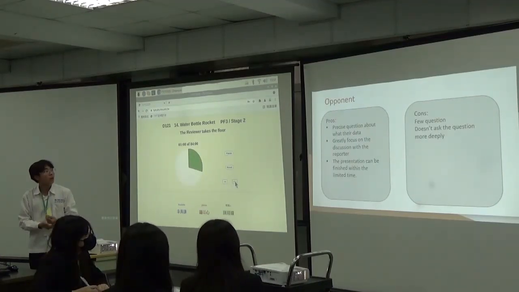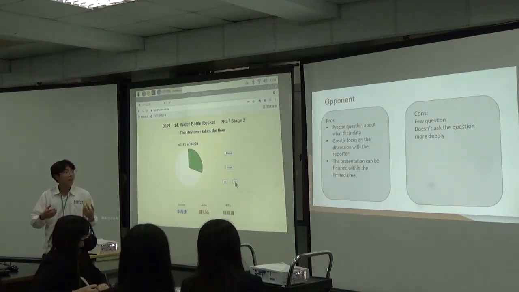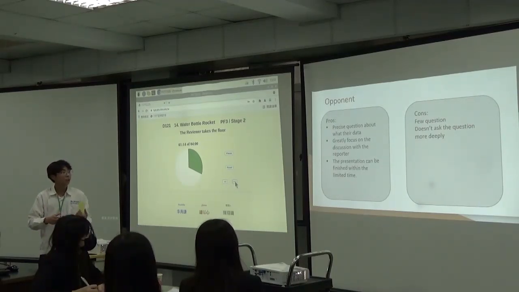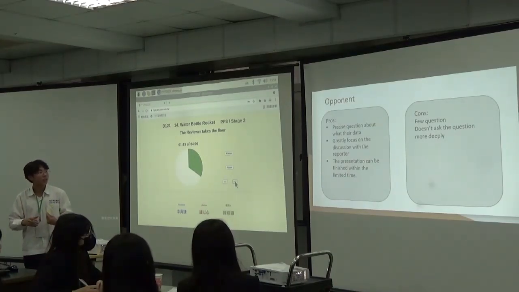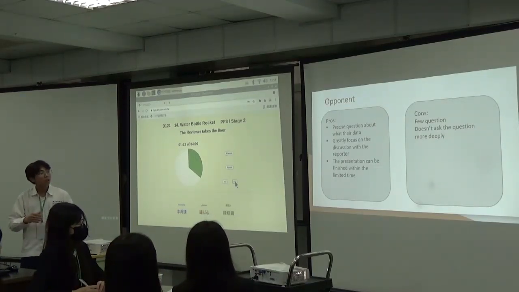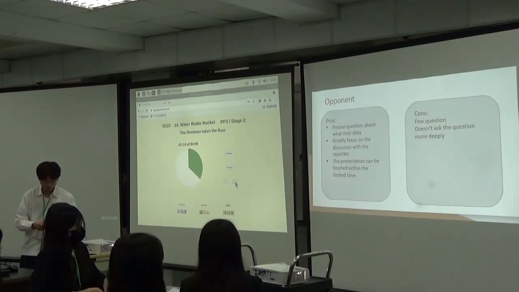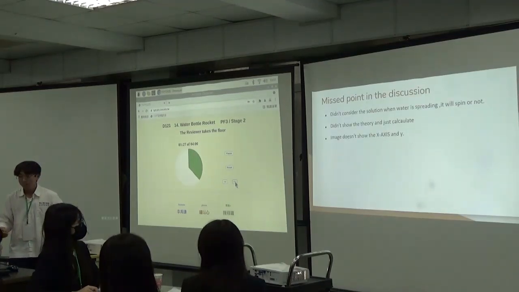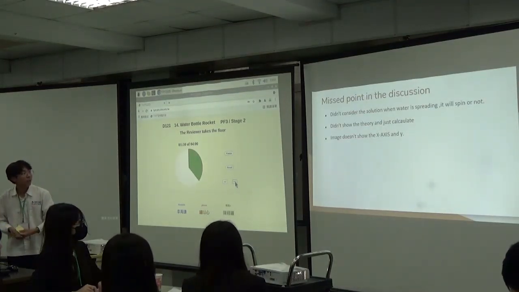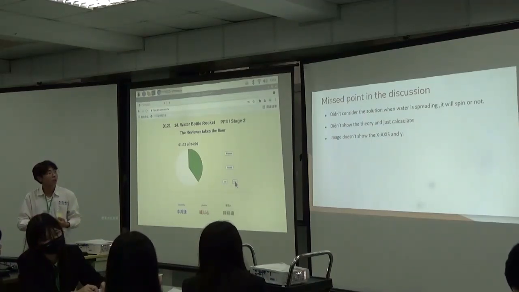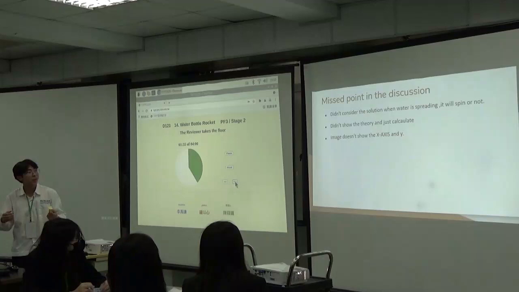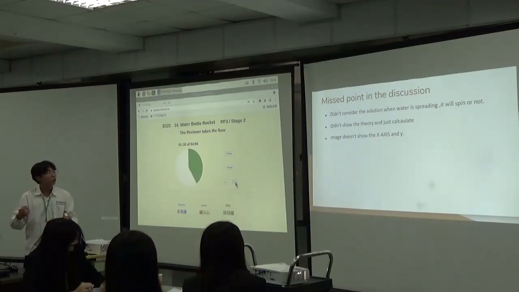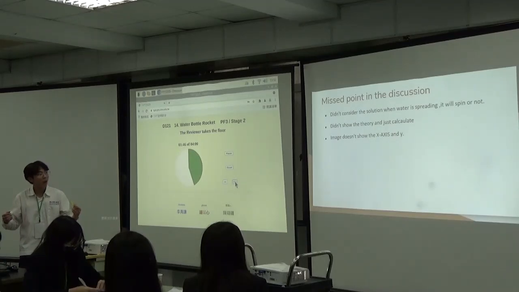Comments for the opponent. The pros: the opponent asks precise questions about the data and focuses greatly on the discussion with the reporter. The presentation can be finished within the limited time. But the cons: the opponent doesn't assess the question more deeply. And on the reporter's side, he didn't consider whether the water spreading out will make the rocket spin or not. He also didn't show the theory and just calculated. And the image doesn't show the x-axis and the y-axis.